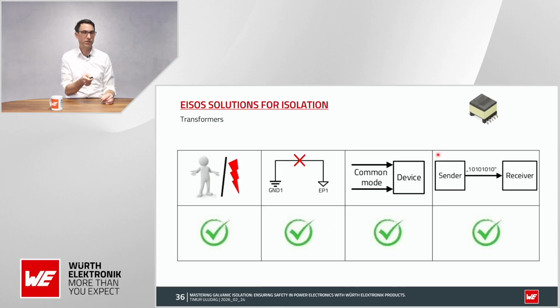With a transformer, by nature, you get a safety barrier between hazardous voltages and a user. Second, separation of ground loops between spatial circuits. Third, minimization of common mode interferences. And fourth, interference-free data transmission. So, what is now missing as part?